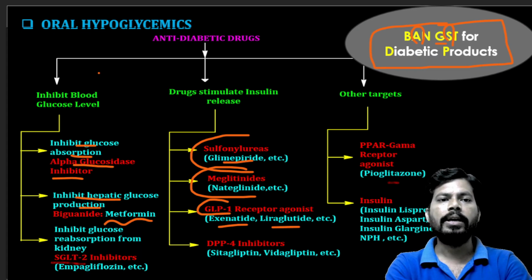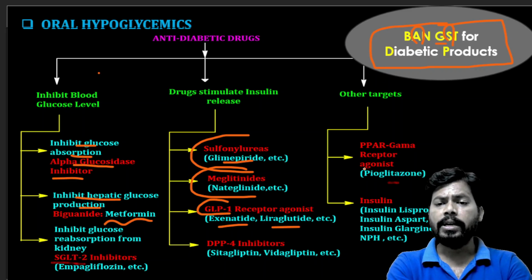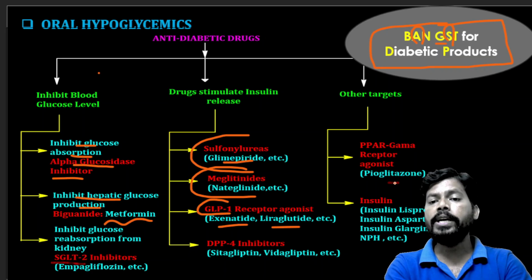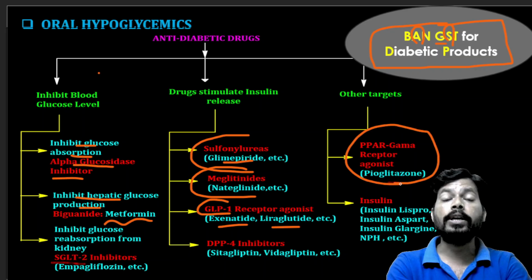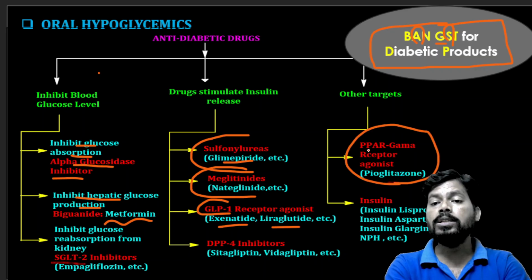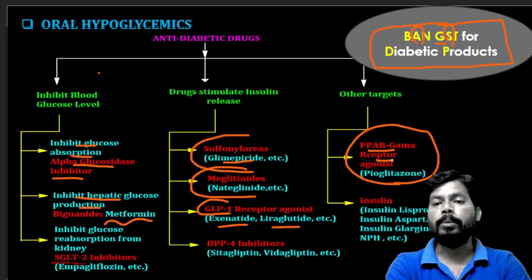Next letter is T, in BAN GST for diabetic products. T means thiazolidinediones, like pioglitazone, rosiglitazone, troglitazone, ciglitazone. All these are PPAR gamma receptor agonists and help in treatment of type 2 diabetes.